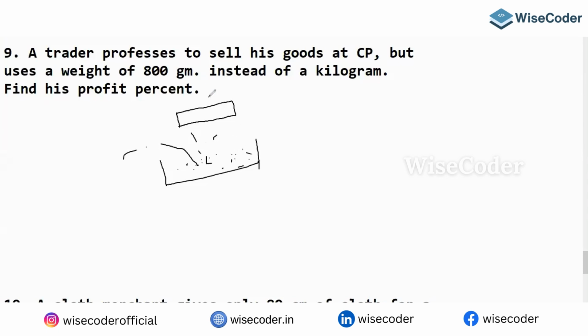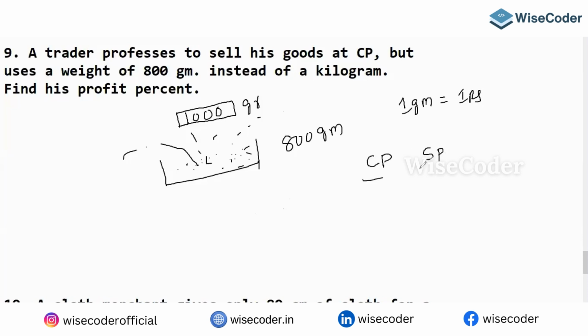Look here. According to the question, the trader is cheating us. Instead of giving a kilogram, he is giving only 800 grams. So he already set up the things. When you pour 800 grams, what will it show? 1000 grams. Let's say 1 gram equals 1 rupee. That means what, friends? Cost price and selling price.